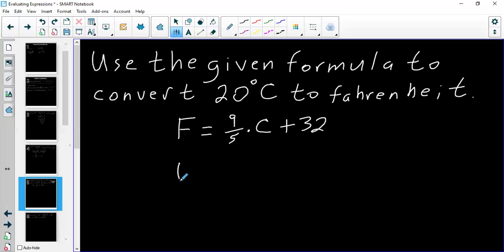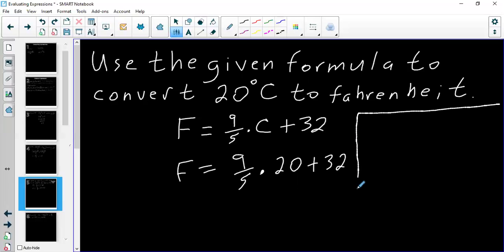So Fahrenheit equals, I'm going to do 9/5 times Celsius, right? C, 20 degrees Celsius, so 20 plus 32. By the way, and this might help you guys out with this one, and you're welcome to use it.